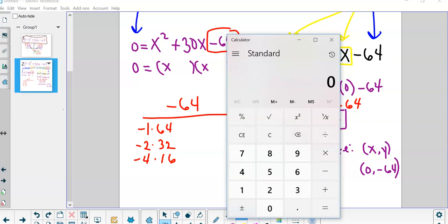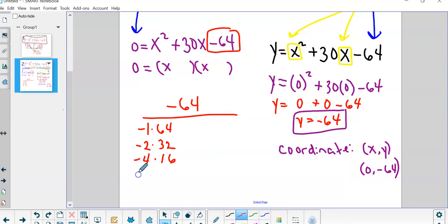No, it's not. What about 7? 64 divided by 7. Oops. 64 divided by 7. Nope. So what about 64 divided by 8? Yep, it's 8. So we have negative 8 times positive 8. And these are only half of the ways you can get negative 64.